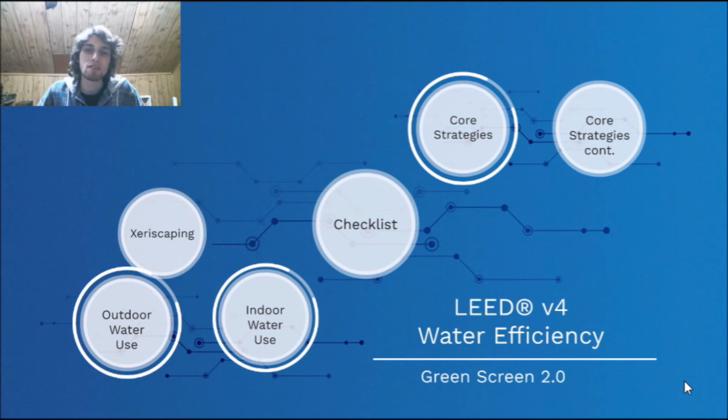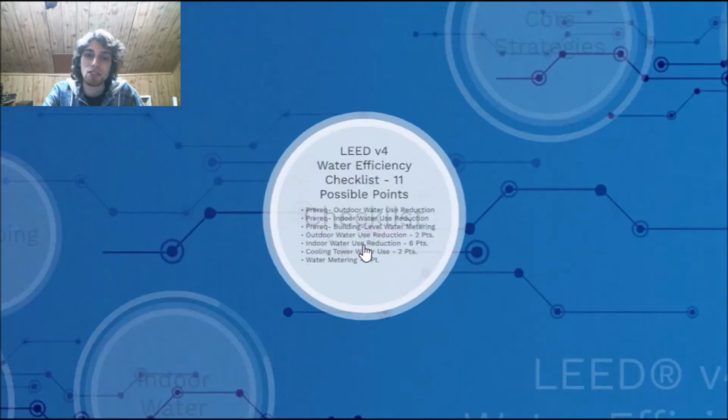Now, water efficiency works like really any other LEED category, where we start with establishing our baseline and then forming a design case where we plan how we're going to meet those reductions, and then finally we end with metering to establish our progress. And we can see that if we start with a checklist.